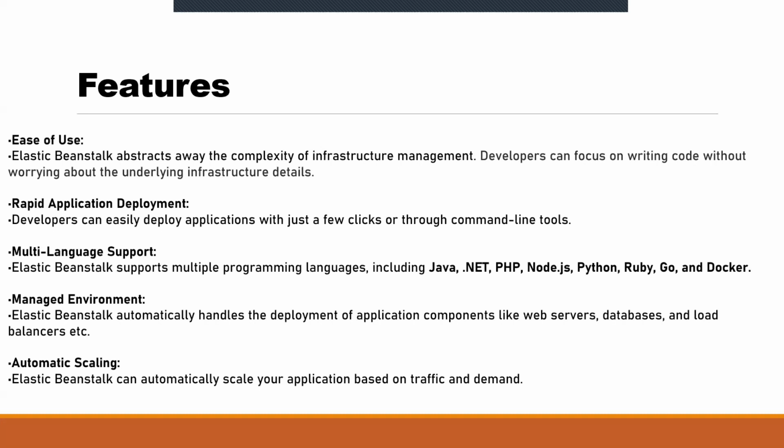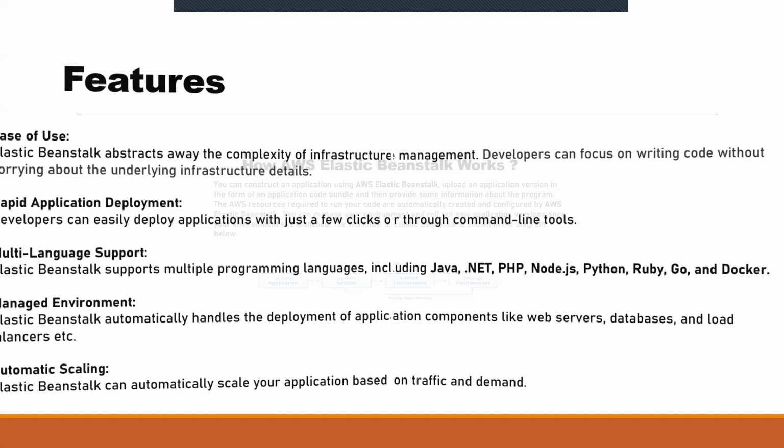The fourth one is managed environment. Elastic Beanstalk automatically handles the deployment of application components like web servers, databases, and load balancers, etc. Fifth is automatic scaling. Elastic Beanstalk can automatically scale your application based on traffic and demand.